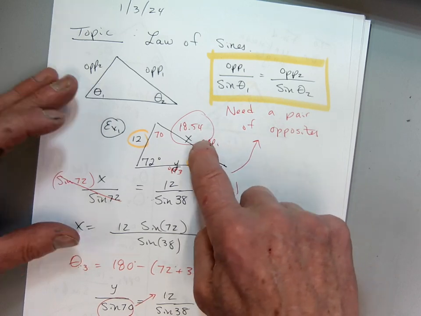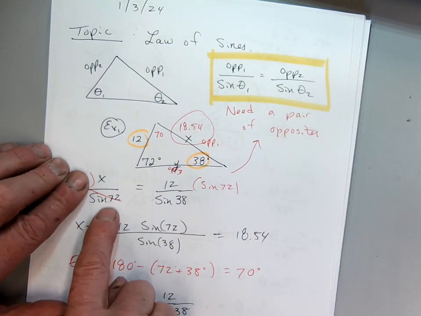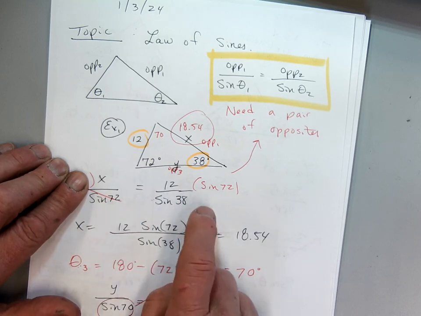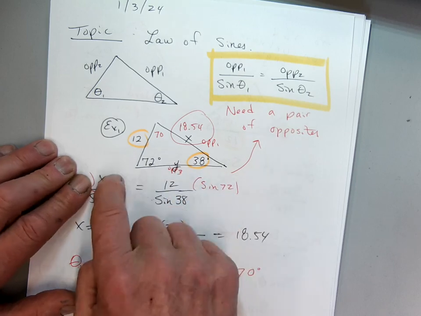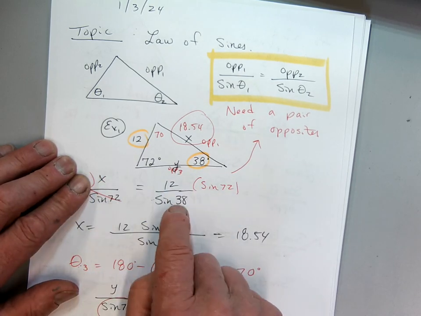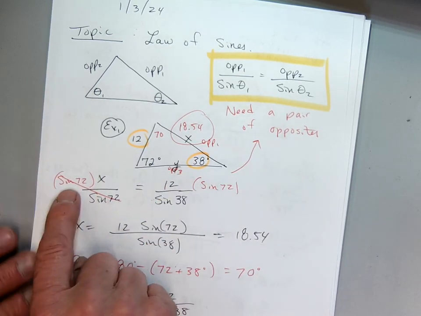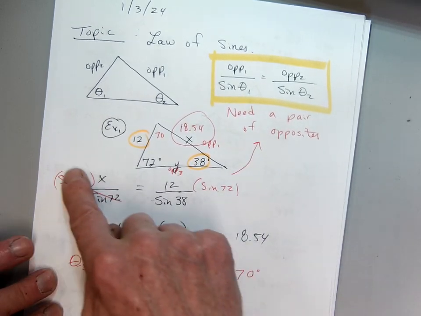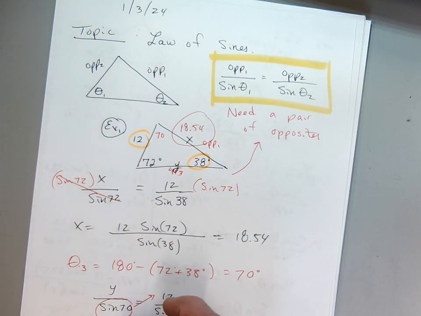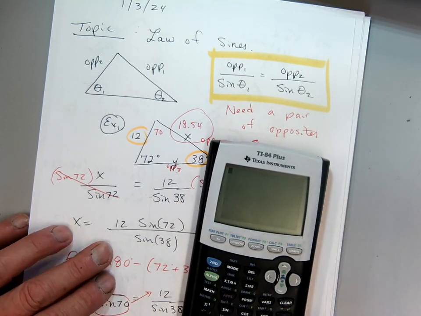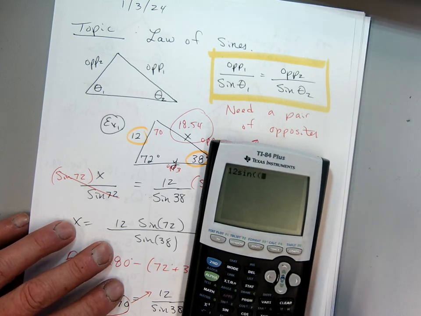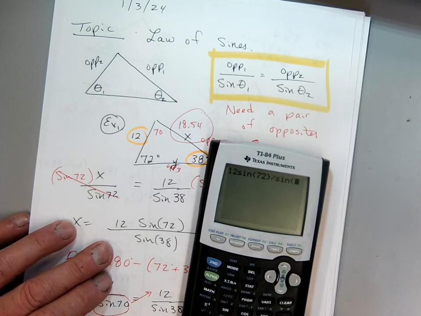So I put opposite 1, which is x, over the sine of 32, sine of its angle, is equal to the 12 over the sine of 38, okay? So opposite side over the sine of its angle. Then to solve it, I just multiplied by sine of 72 to get x by itself, and I just used my calculator. Now I have to be careful with my calculator with parentheses, but I just went just like this. I just went 12 sine of, open parentheses, 72, close your parentheses, divided by sine of 38, close your parentheses, and I get an answer of 18.54.